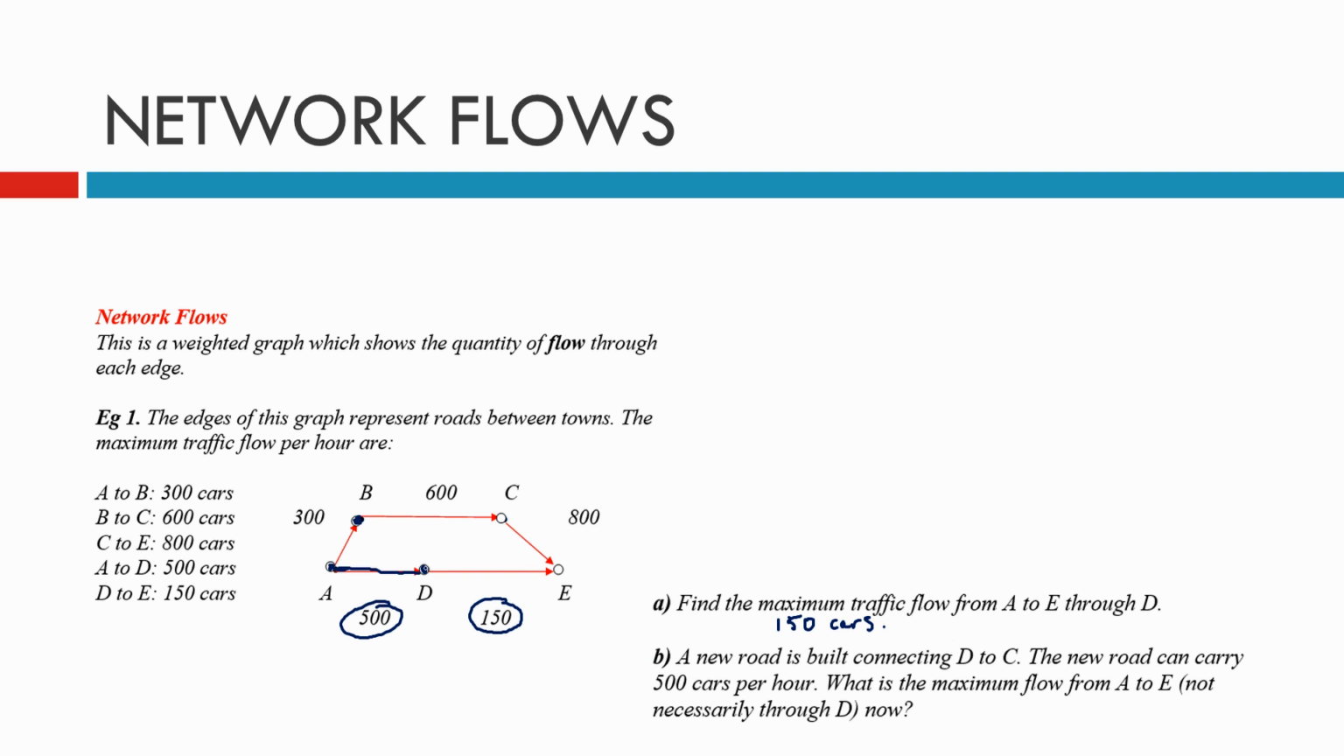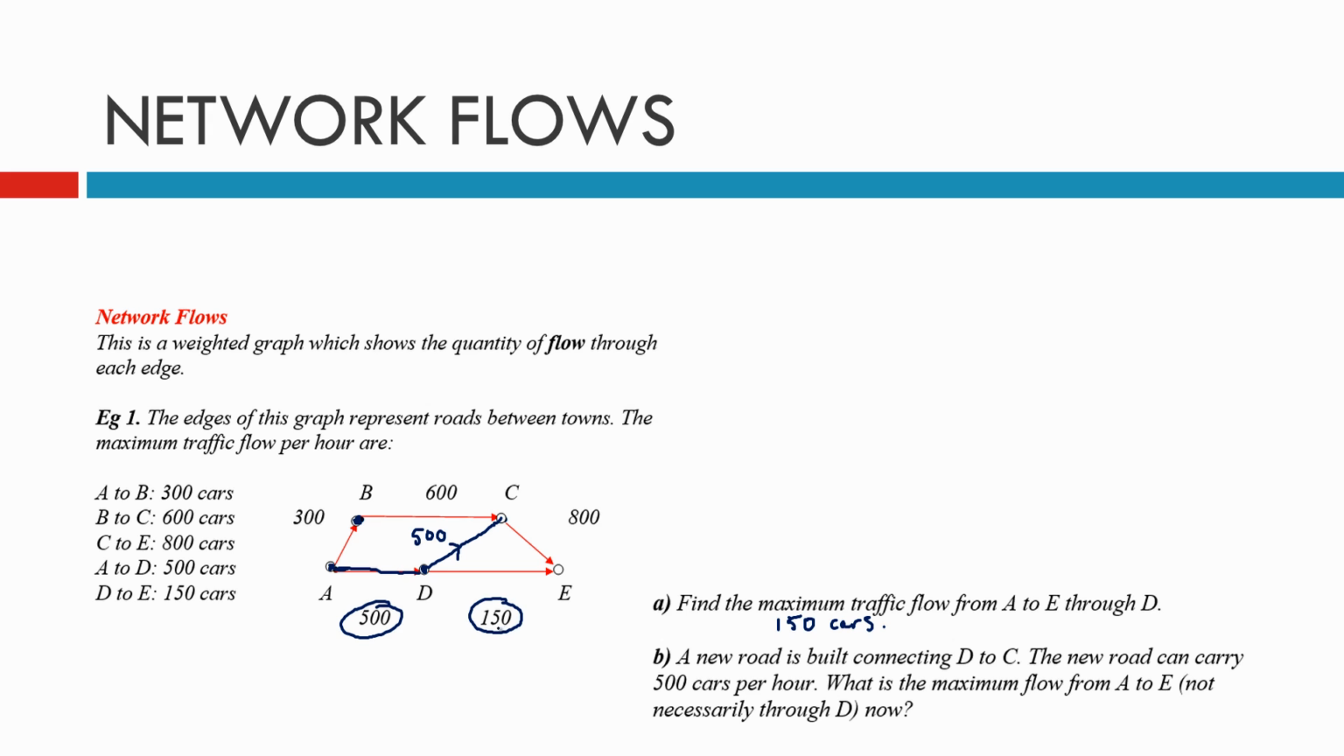Then part B goes like this. A new road is being built connecting D to C. The new road, once built, can carry 500 cars per hour. What is the maximum flow from A to E? Not necessarily through D. So let's have a look at this.